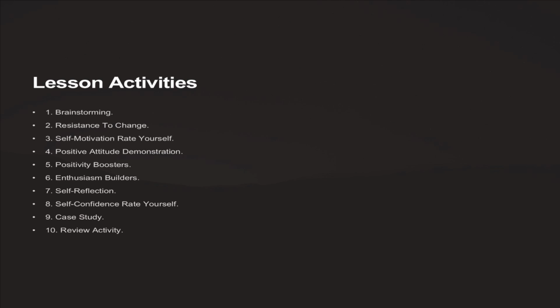3. Self-motivation. Rate yourself. Students will rate themselves on a scale of 1 to 5. The goal is to see where they currently are and what areas they need to improve. 4. Positive attitude demonstration. Using cola and oil demonstrates how negative attitudes overpower the positive attitude. When we have negative attitudes, the positive has a hard time getting through. The only way to overcome a negative attitude is to fill our cup with positive attitudes.